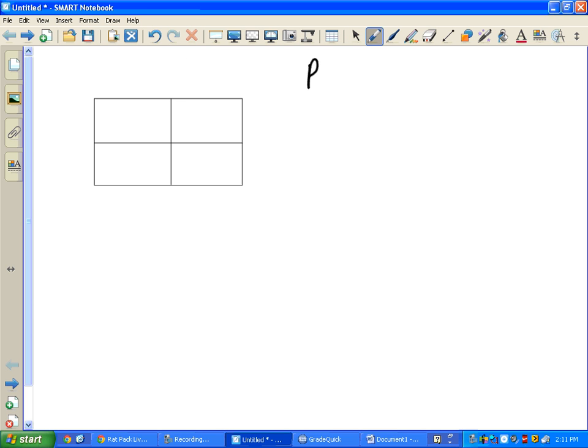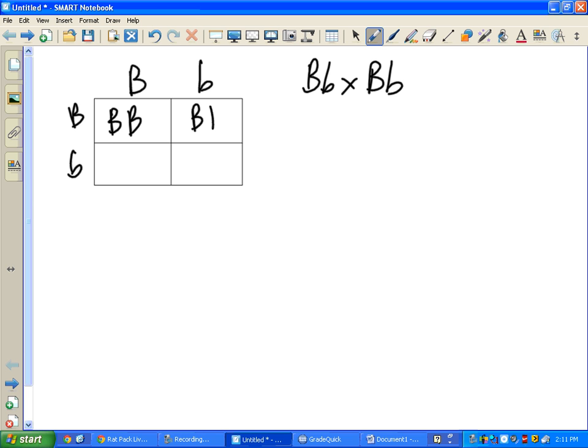So we've got two heterozygous parents, big B, little b, and big B, little b. So we want to segregate and independently assort, and they all go on their own little box. Okay, so we end up with a Punnett square that looks something like this. All right.